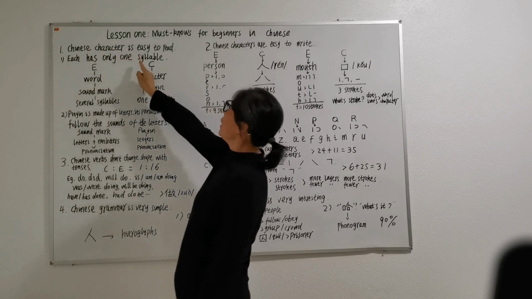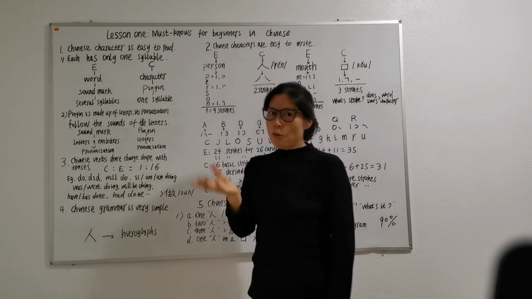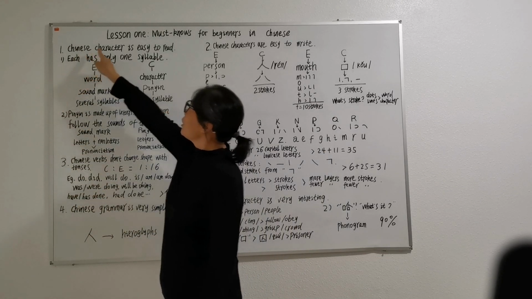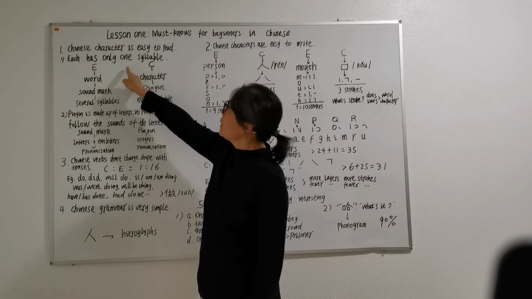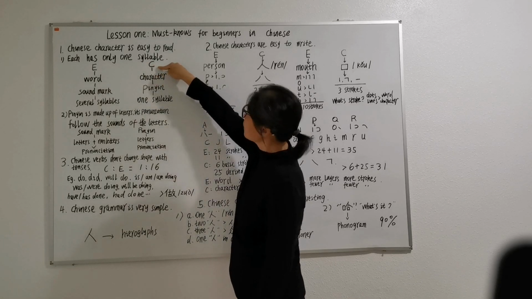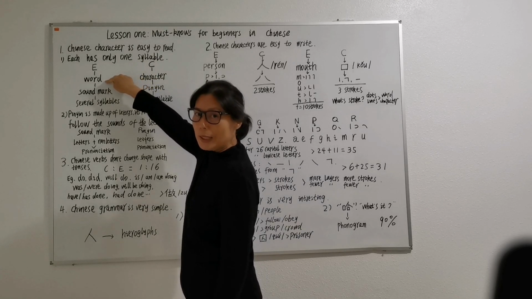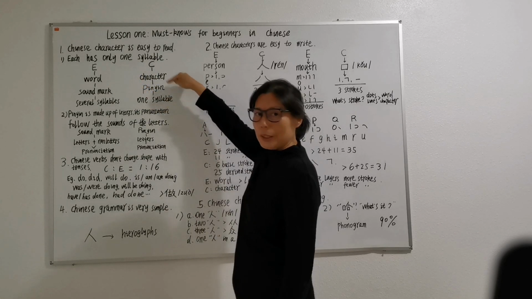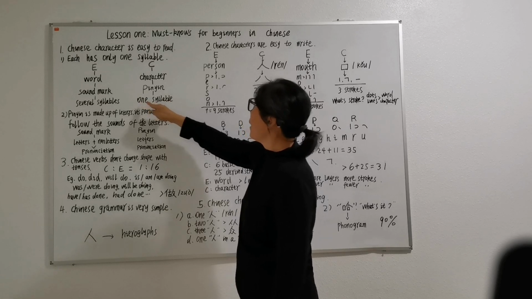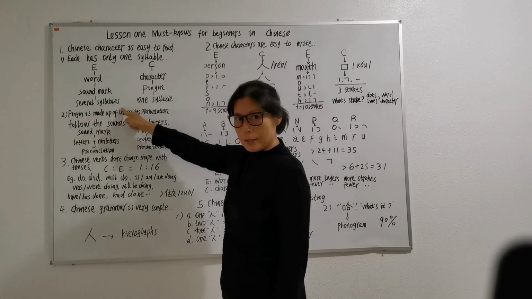Chinese characters are easy to read. About this, I offer 2 reasons. One is each Chinese character has only 1 syllable. Let's compare English and Chinese. A Chinese character equals an English word, and the pinyin equals the sound mark. Pinyin has 1 syllable, and the sound mark has several syllables.